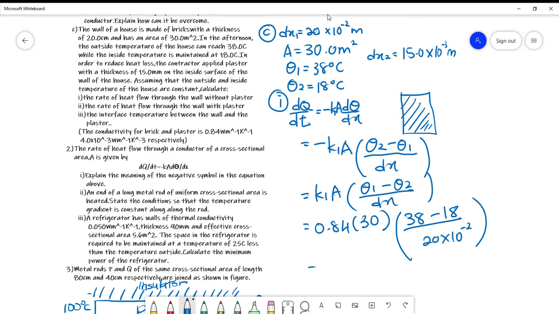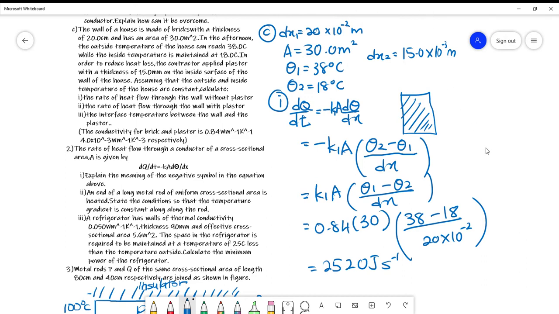So this will be our final answer, which is 0.84 times 30 times 38 minus 18 divided by 20 times 10 to the power -2. So the final answer will be 2520. This is in terms of joule per second, which is the power.